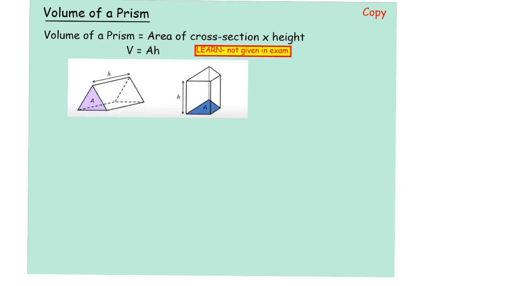So if it was a triangular prism, you would be using your triangle formula, half base times height, and then times it by that length. If it was, this is like a trapezium at the end of this prism, so you would need to use your formula for the area of a trapezium, half A plus B times H, and times by the height there. And we're going to look at a few more examples. Okay, so if you can copy that slide down as a note.